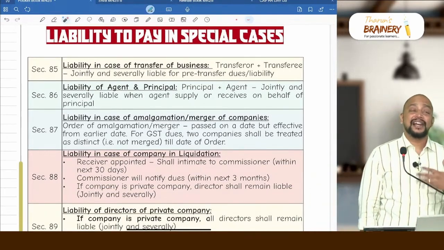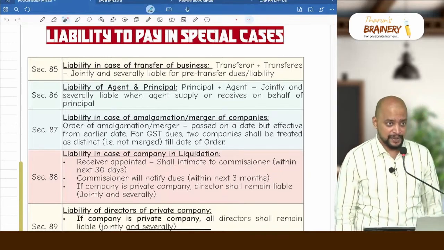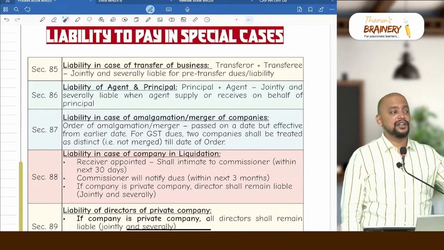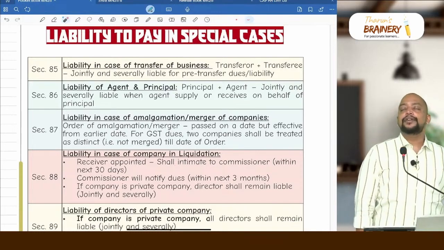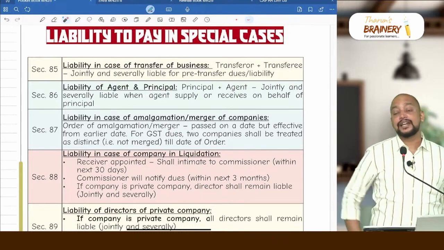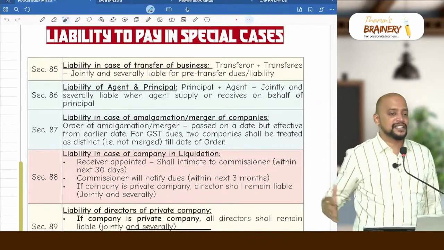So who is having liability to pay tax? Generally FCM means supplier, RCM means recipient. But these are some special cases where there will be liability on other parties also. For example, in case of transfer of business, any dues which are there before the date of transfer, both transferor and transferee are jointly and severally liable.